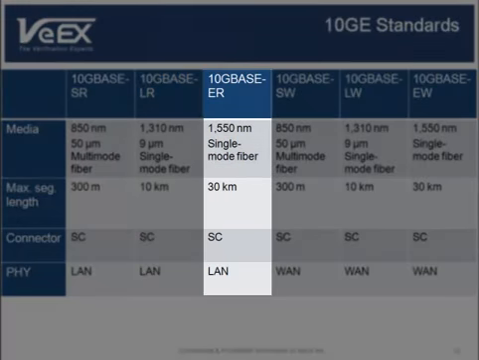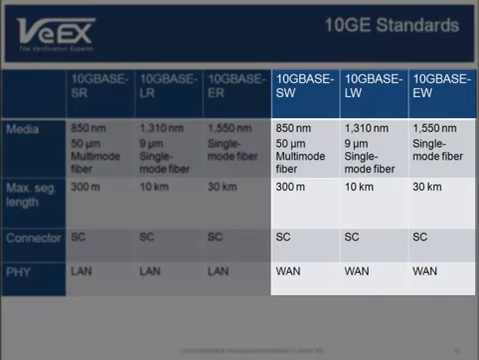10GBASE-ER, where ER stands for extended reach, uses 1550 nanometer laser on single-mode fiber and supports a maximum segment length of 30 kilometers. 10GBASE-ER also has a LAN physical layer. The next three 10 gigabit Ethernet standards shown on this chart, however, have a WAN physical layer.